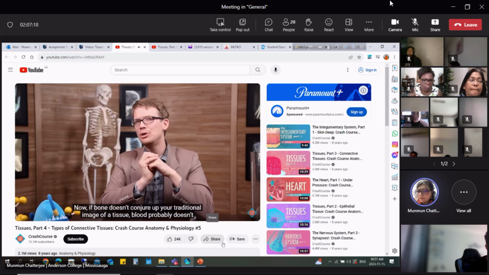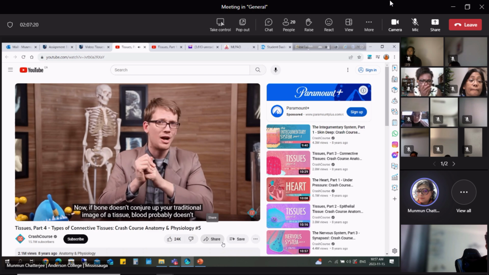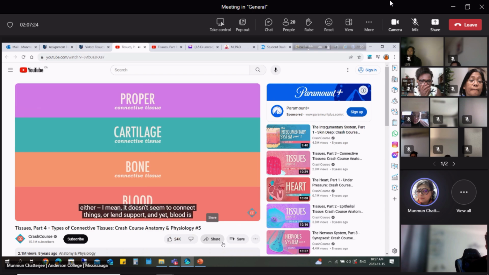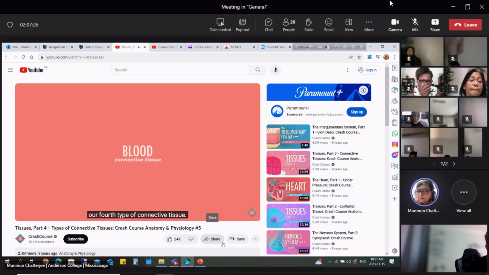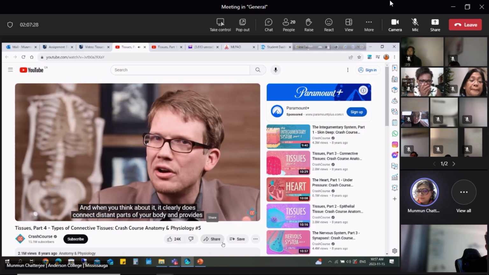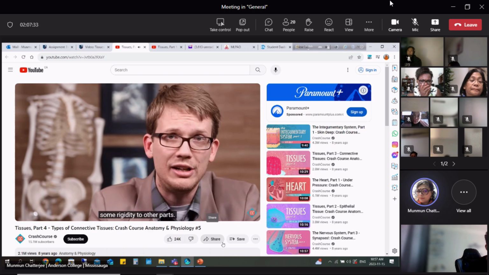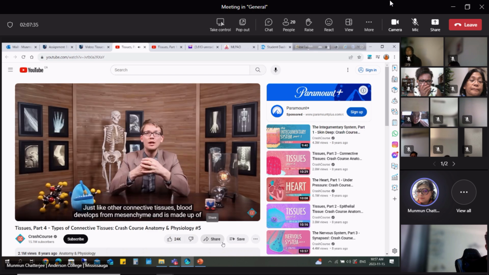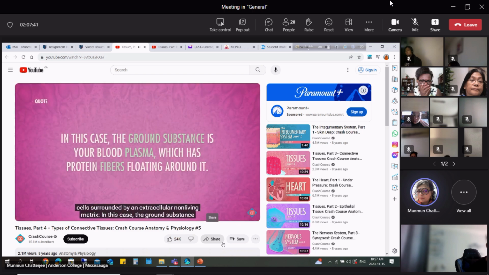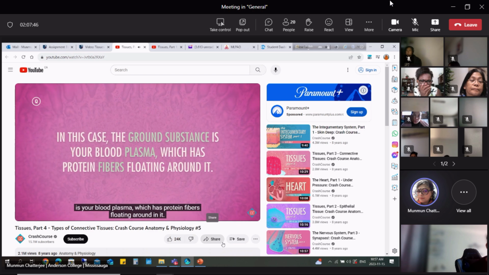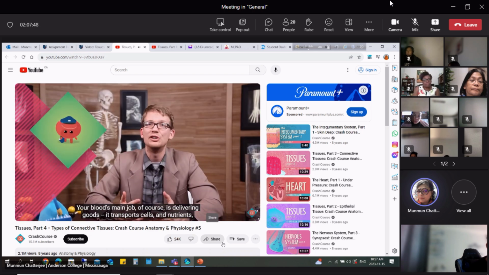Now, if bone doesn't conjure up your traditional image of a tissue, blood probably doesn't either. I mean, it doesn't seem to connect things or lend support, and yet blood is our fourth type of connective tissue. And when you think about it, it clearly does connect distant parts of your body and provides some rigidity to other parts. Just like other connective tissues, blood develops from mesenchyme and is made up of cells surrounded by an extracellular non-living matrix. In this case, the ground substance is your blood plasma, which has protein fibers floating around in it. Your blood's main job, of course, is delivering goods.